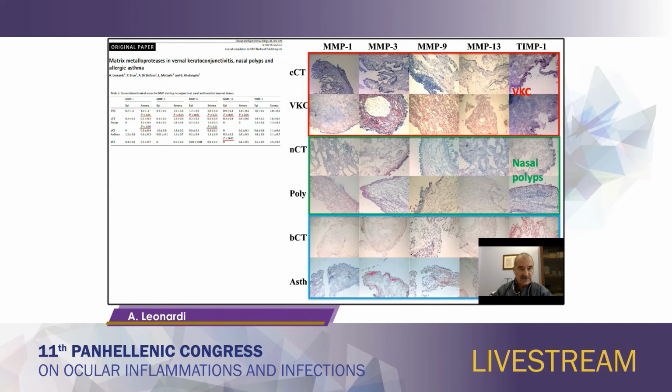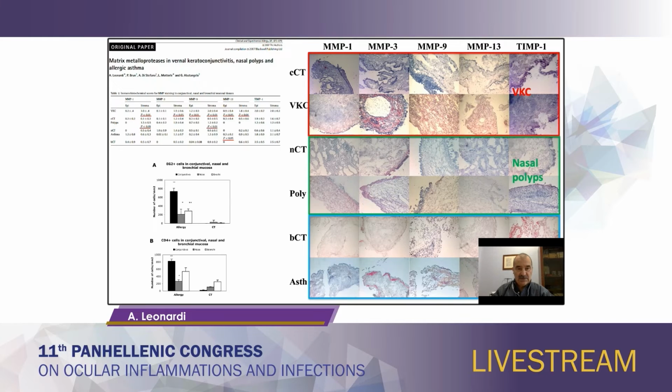Sorry for the size, but I just want to highlight that in VKC there was the highest production and expression of metalloproteases compared to other tissues. This is not just the well-known MMP9, but also other MMPs were overexpressed. But also the number of inflammatory cells present in the tissue was much higher in VKC compared to polyps and asthma, in terms of both eosinophils and Th2 cells.